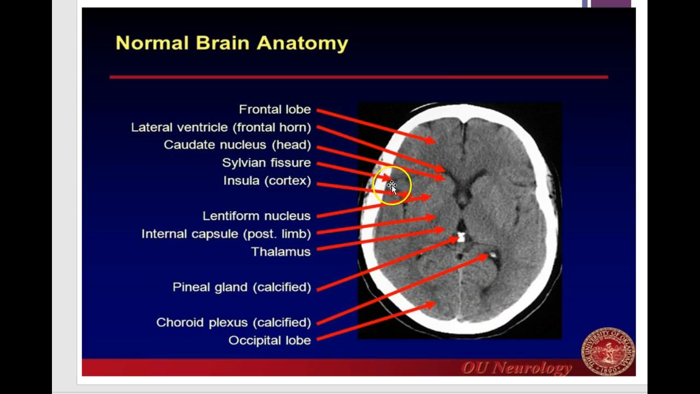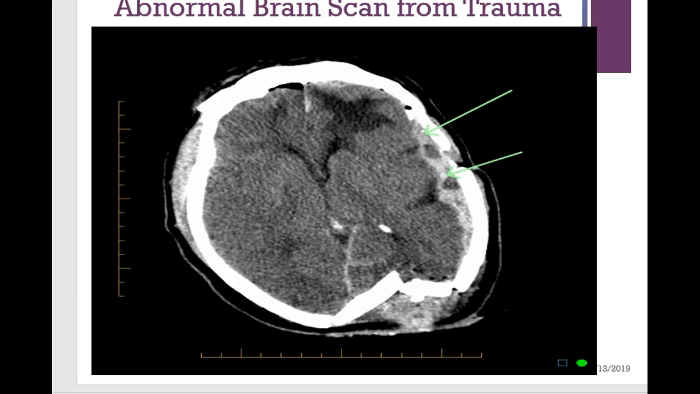So when you look, kind of look in a circle, and you can see the little old man. That's what we do as nurses when we're looking for a normal CT versus an abnormal CT. Okay?